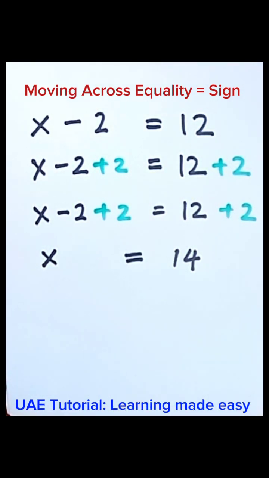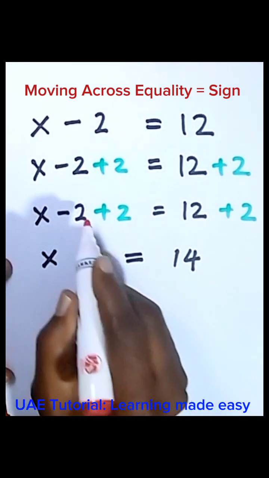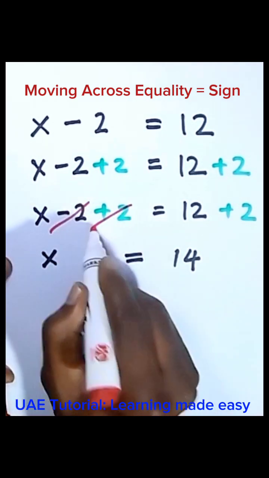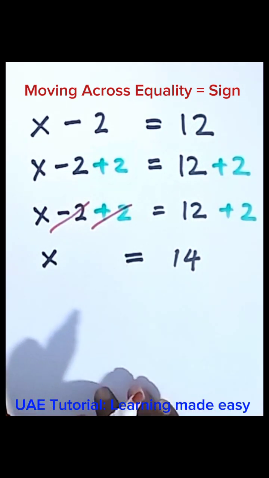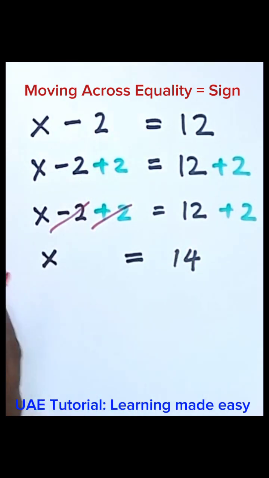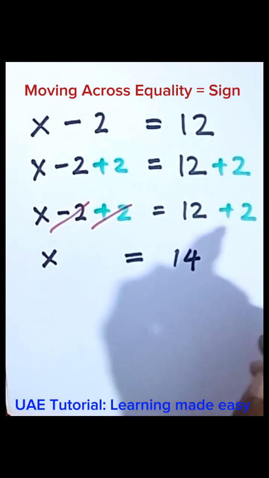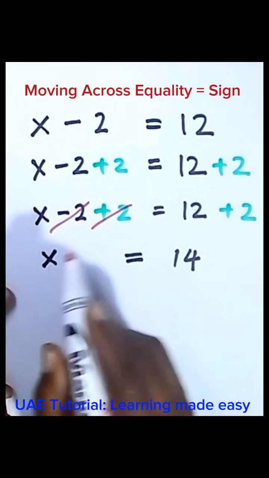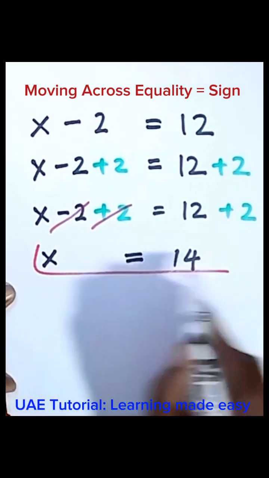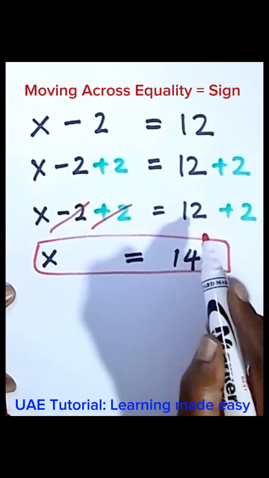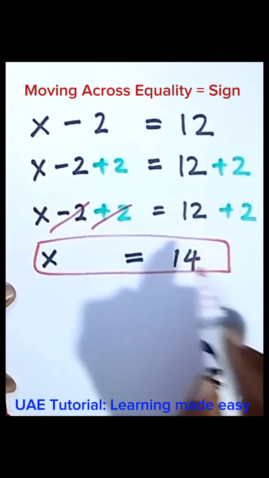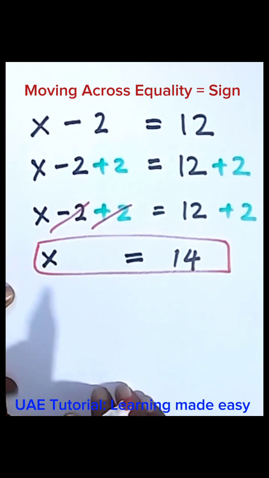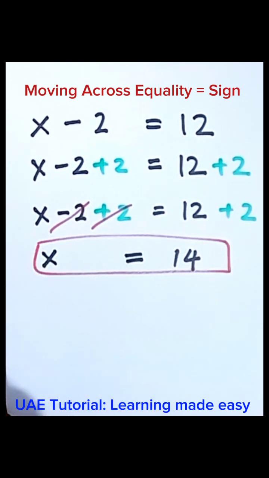And the reason you are adding plus 2 to both sides of the equation is so that minus 2 and plus 2 can go away on one side so that x will be free. When minus 2 and plus 2 go away on one side, what is remaining on the left hand side is just x, and on the right hand side 12 plus 2 is 14, and this is the value of x.